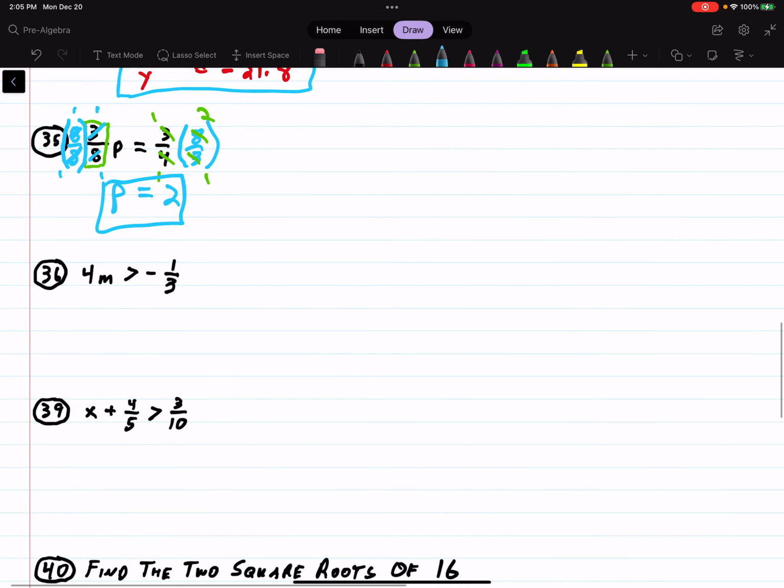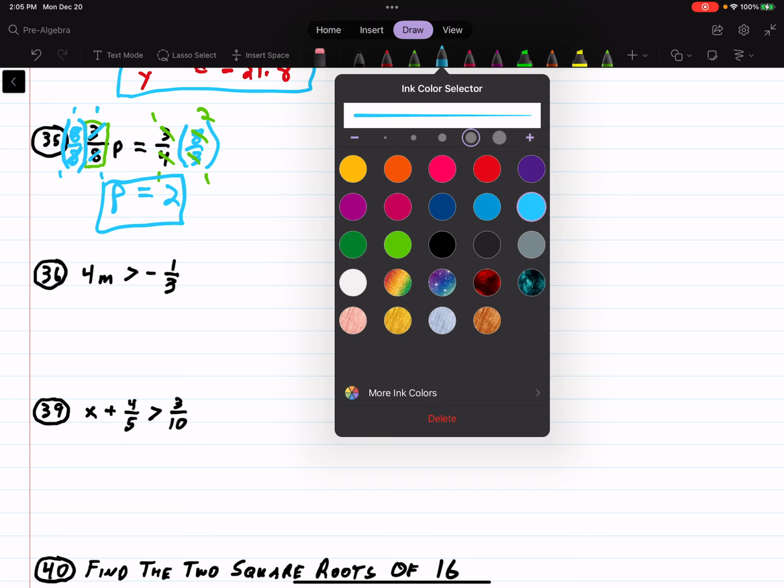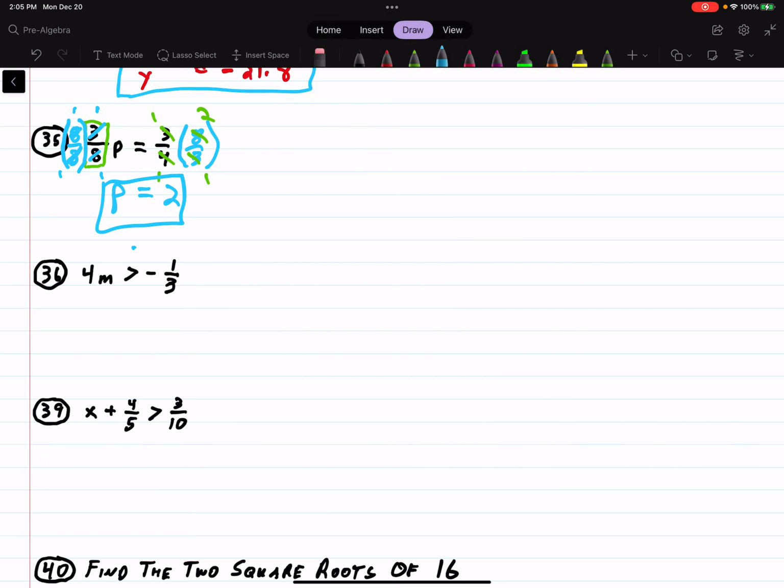Now 36. On number 36, I think we're supposed to graph it, are we? Nope, just solve it. Just solve number 36. So we look at the problem again, and we see that we have a multiplication problem. This is a multiplication problem. The opposite of multiplication is division.